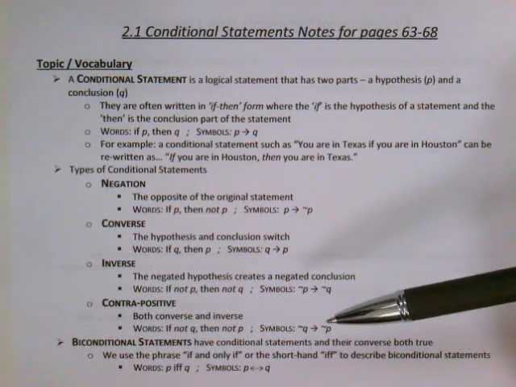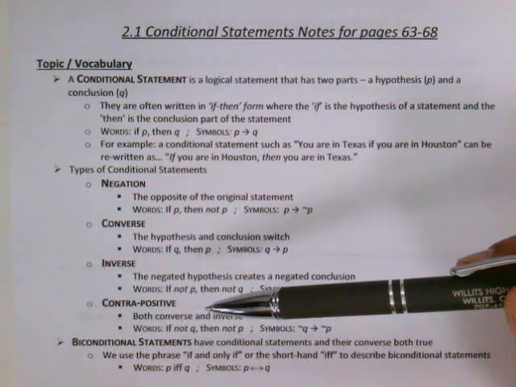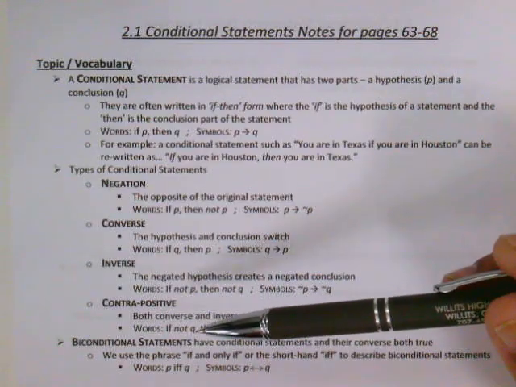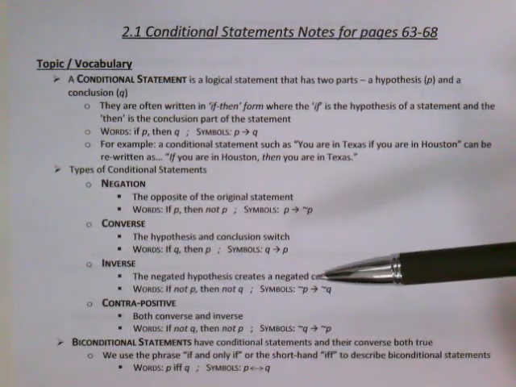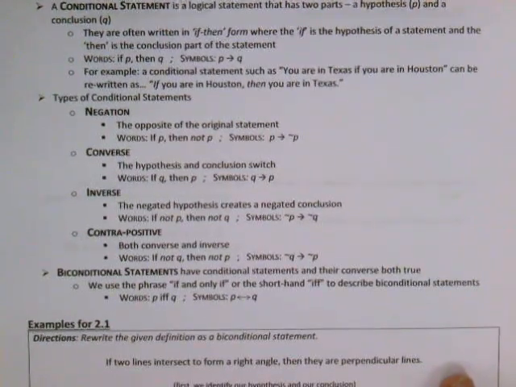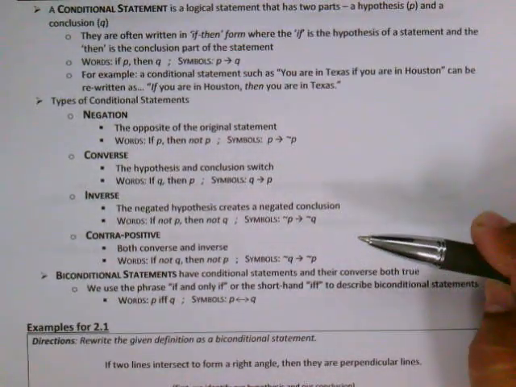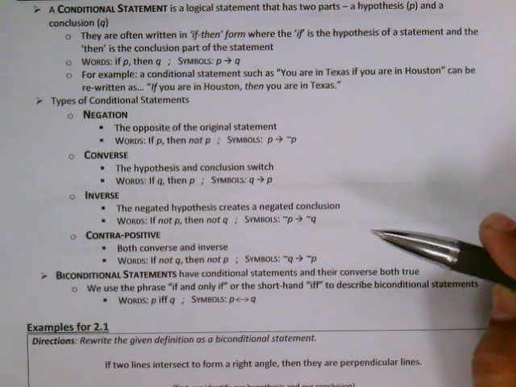One more type of conditional statement is called the contrapositive statement, and that's when you switch and negate both. In other words, if you are not in Texas, then you are not in Houston. Now, on occasion, these may or may not be true. Once again, these are just ways of organizing information in statements. They do not speak to the truth of the matter.